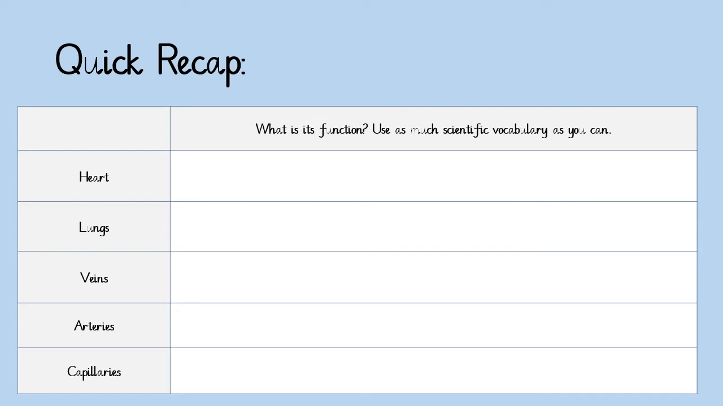Okay, a really quick recap. On your piece of paper, remember you don't have to print anything out, can you please write heart, lungs, veins, arteries and capillaries? And can you then tell me, just in one short sentence, what their main function is? At the end of this topic, we will be doing a quick assessment and you need to know what the main functions of these parts of the body are.